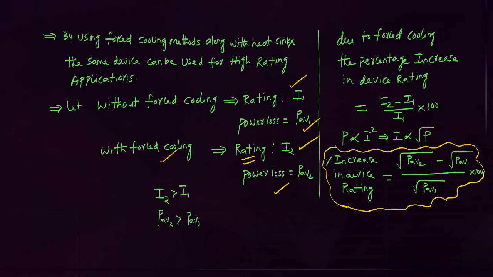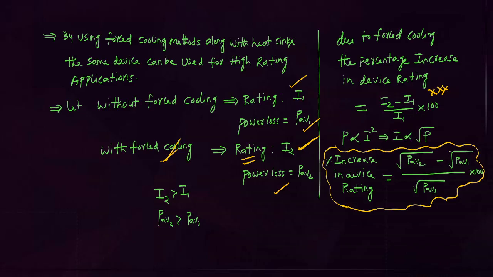With forced cooling, once we are using for high rating, current increases, power loss increases. No doubt at all. But even though power loss increases, whatever temperature rise is there is limited by forced cooling. There is no problem. But what point you have to remember, students? Due to forced cooling, how much percentage increase in the device rating? The same device can be used for high rating application now. What is the percentage increase? This is the formula.